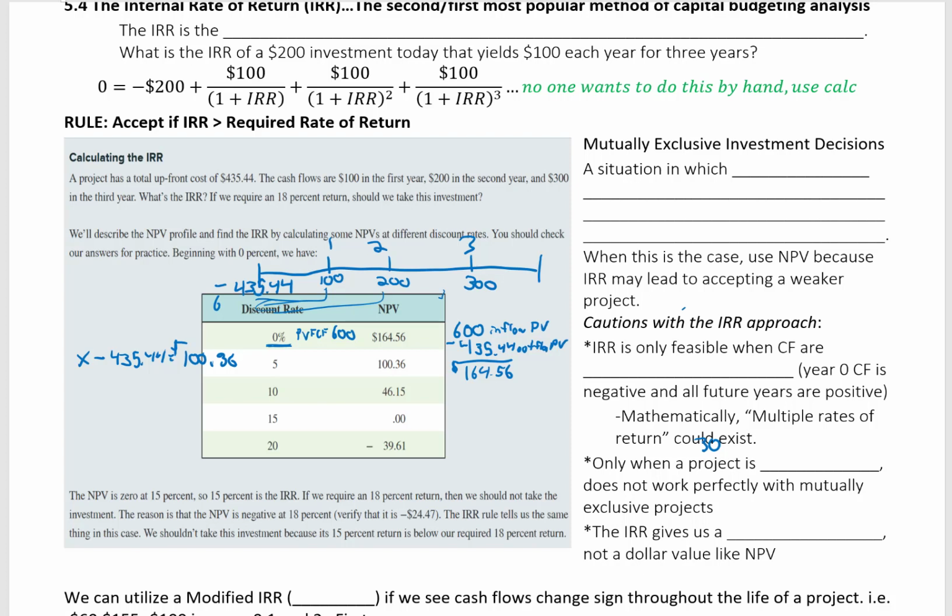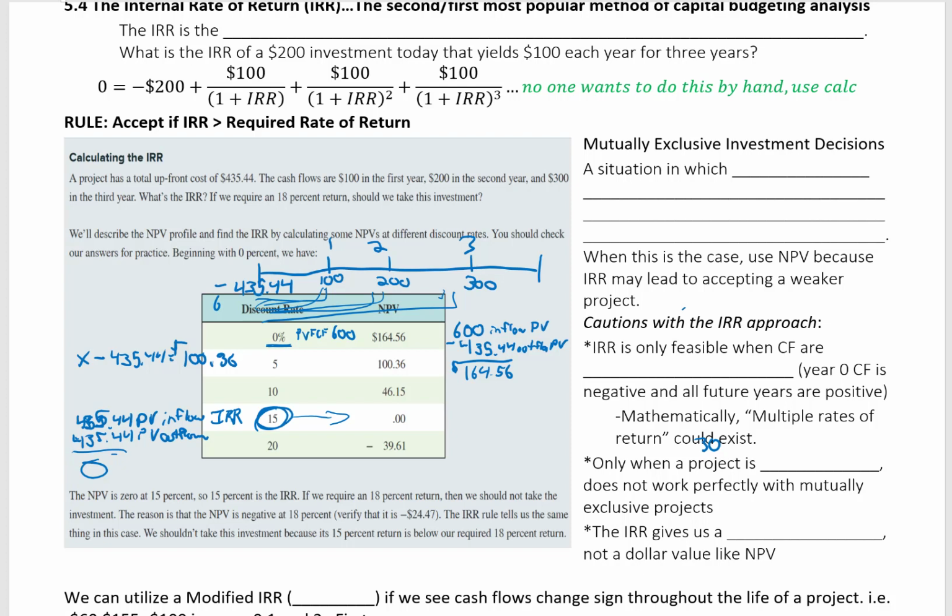Now, where does the IRR fall? The IRR must be 15%. It means that if each of these cash flows grew at 15% or earned 15%, meaning we discounted them back, it would sum to where 435.44 would be the present value of the inflow, and 435.44 would be the present value of the outflow. Therefore, when you subtract them, you get 0. That is the IRR.